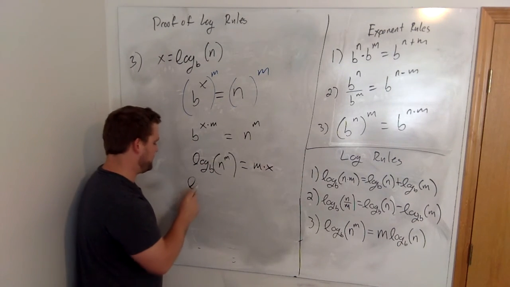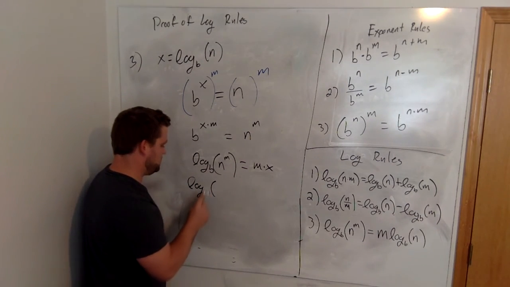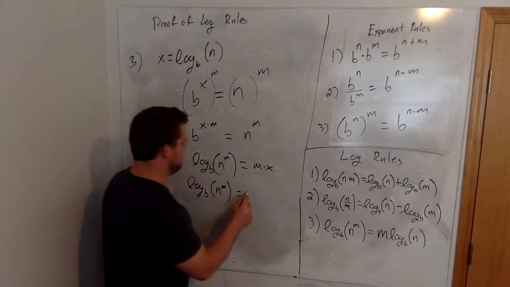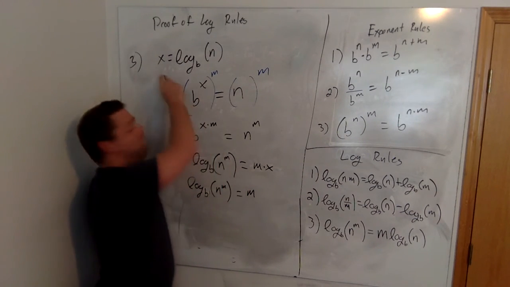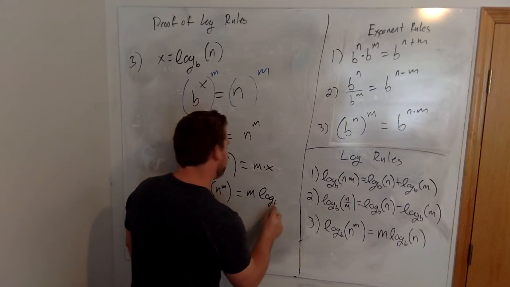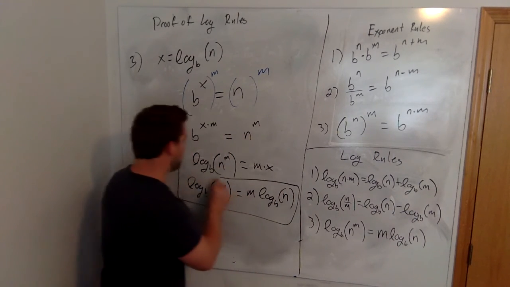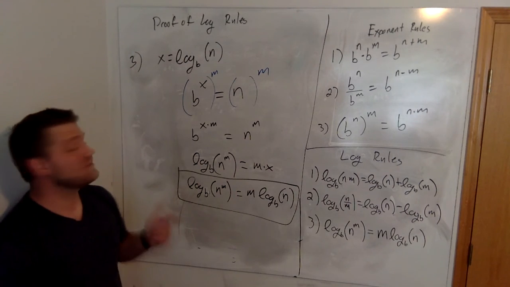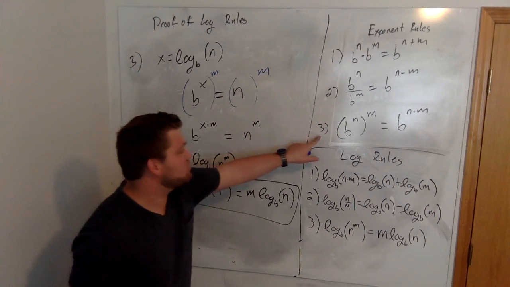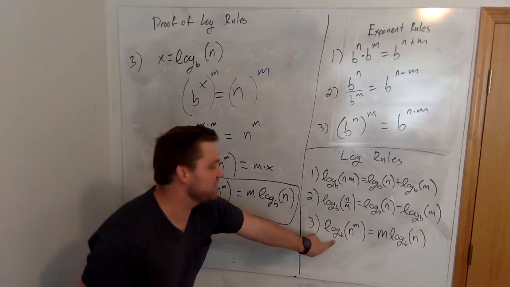So here we have that log base b of n to the m is equal to m times x. Well, what was x? Oh yeah, x was log base b of n. And there we have it, log rule 3. Notice here, it was really a direct consequence of our third exponent rule. From going from here to here, we used an exponent rule. We just swapped that back into log form, and it told us the corresponding log rule.